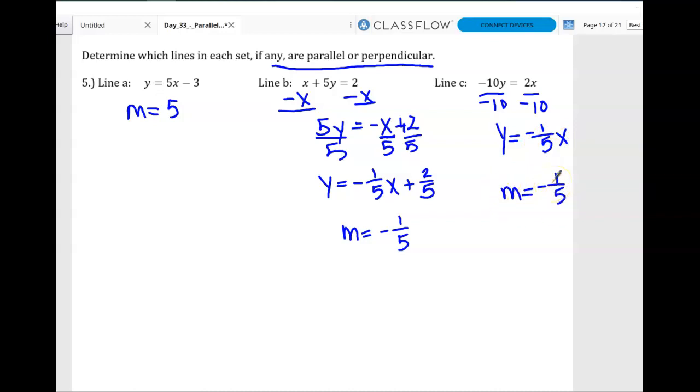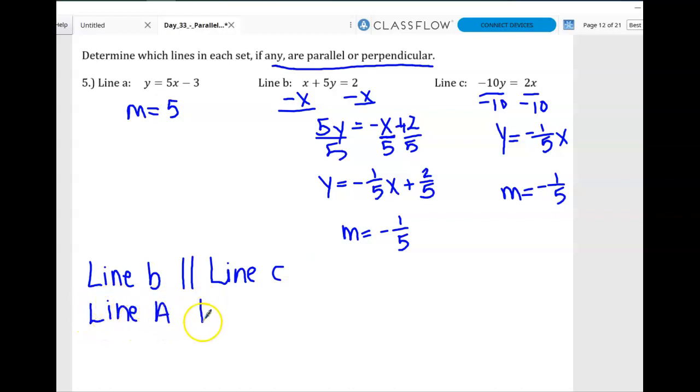So in looking at those slopes and comparing them, I have 2 that are the same, so I can say that line B is parallel to line C because they're the same slope. But line A is actually the opposite reciprocal, so it's perpendicular. We can say that line A is perpendicular to lines B and C.